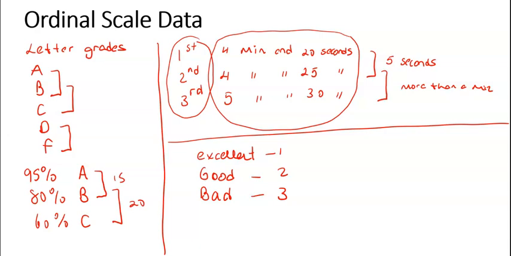But we cannot really measure the difference between excellent and good, or good to bad. We just know excellent is better than good and good is better than bad, but measuring the difference is not really possible. So this is again ordinal scale data. Now, let's move on to interval scale data.